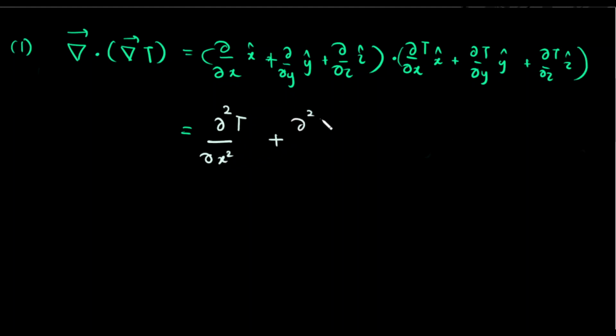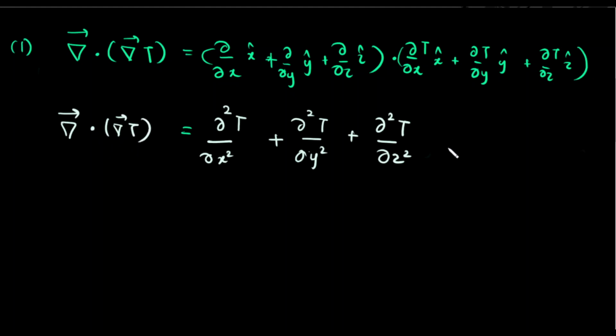Then you have ∂²t over ∂y², because y hat dot y hat equals 1, and you will have ∂²t over ∂z². So this is my divergence of gradient t. This can be written as del squared t.